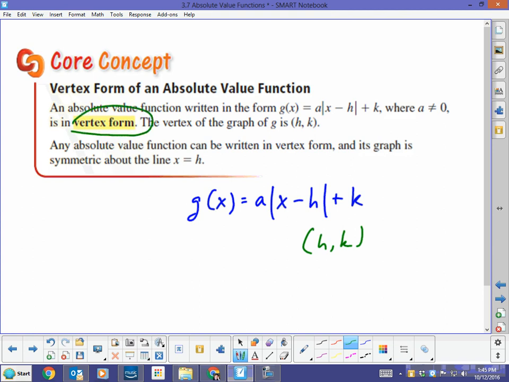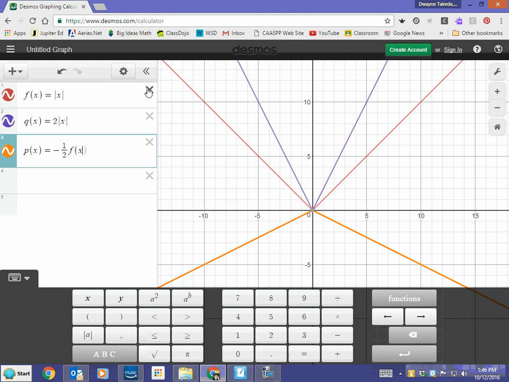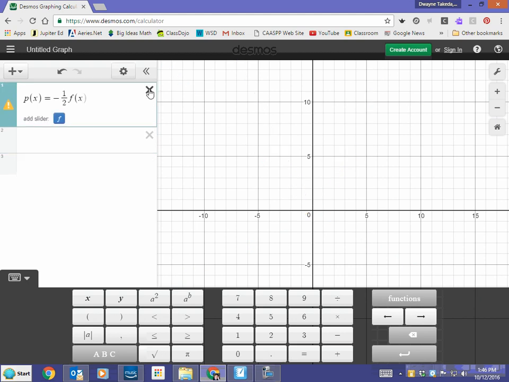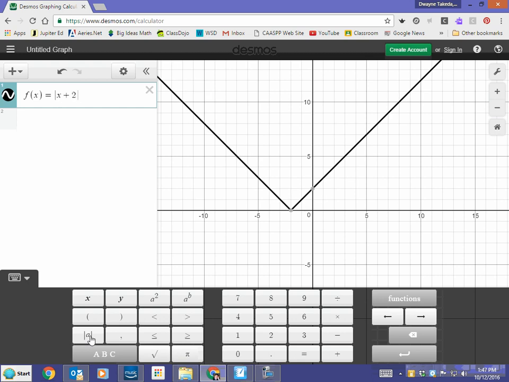Okay, so get this vertex form idea in there. H and k will give us our new vertex. So we have to graph f of x equals the absolute value of x plus 2, minus 3, and we're going to compare this to g of x equals the absolute value of 2x plus 2, minus 3. Okay, so let's go ahead and clear these out. And the first one was f of x equal to the absolute value of x plus 2, and then minus 3 from the whole thing.